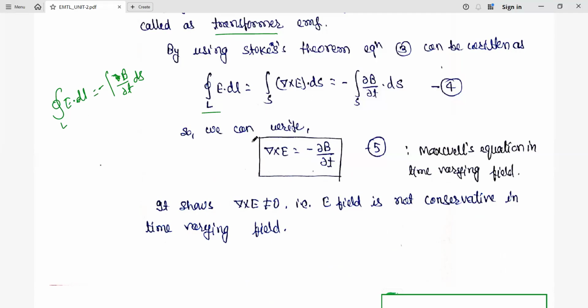If you equate these equations, it is valid when del cross E equals minus dou B by dou t. This is also an important relation that we need to remember. This is the Maxwell equation in the time varying field. Here del cross E is not equal to 0. It shows that the electric field is not conservative in a time varying field. Whereas in case of electrostatics, we have del cross E equal to 0. There we have a space variation, here we have time variation. So these are the discussions.